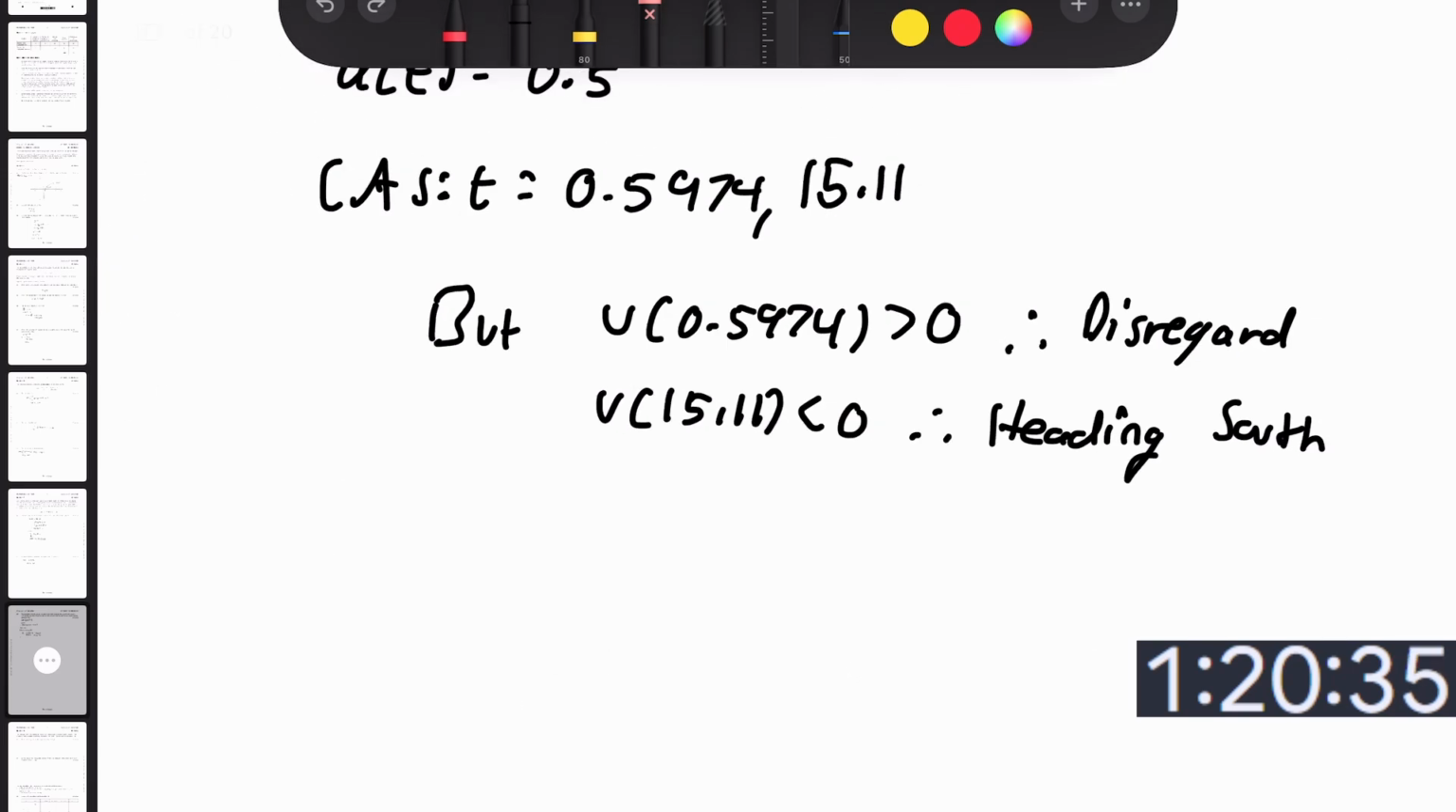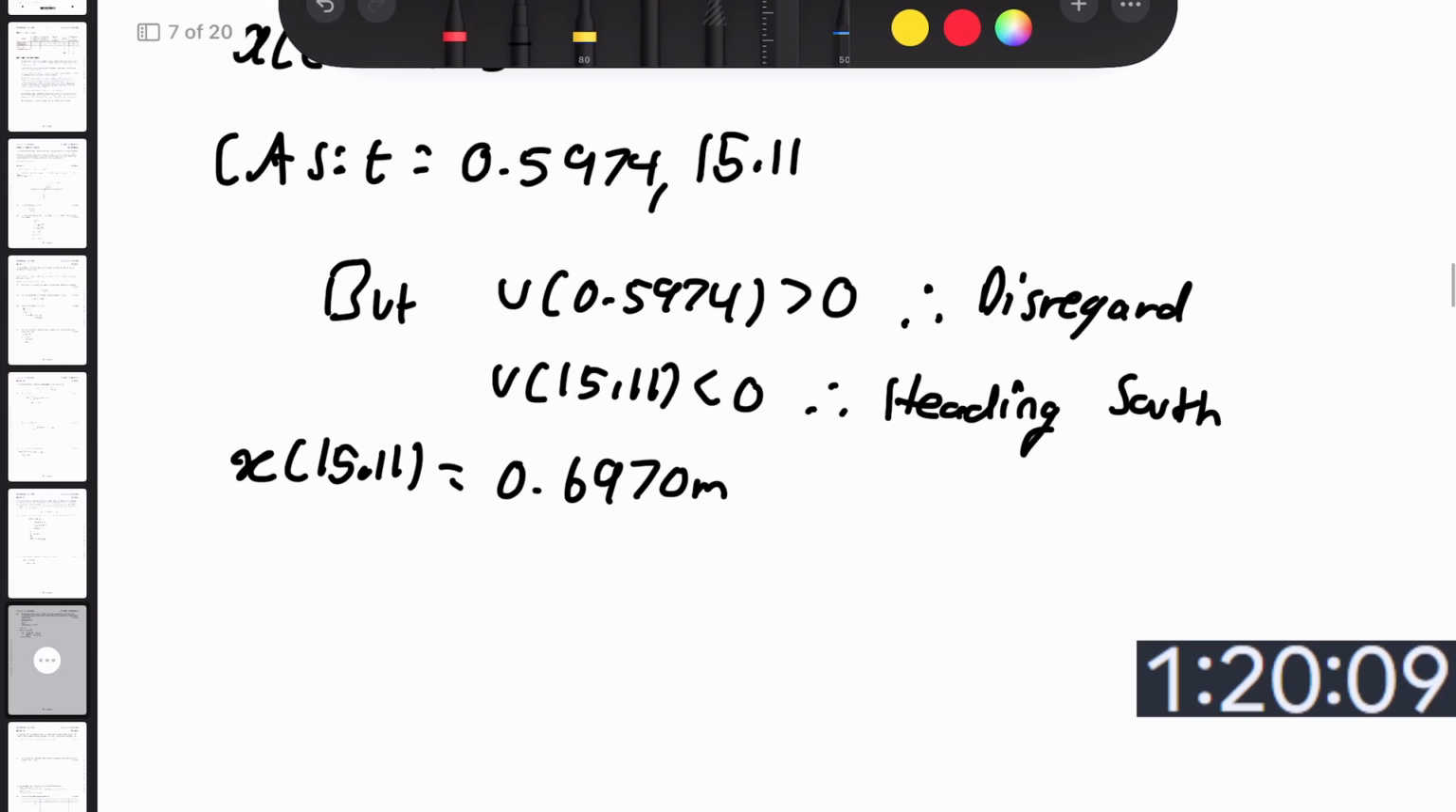I'll say displacement. So x of 15.11 is going to be equal to 0.697 meters. That's fine because if it's just heading south, it doesn't need to be south. I think that's all good.